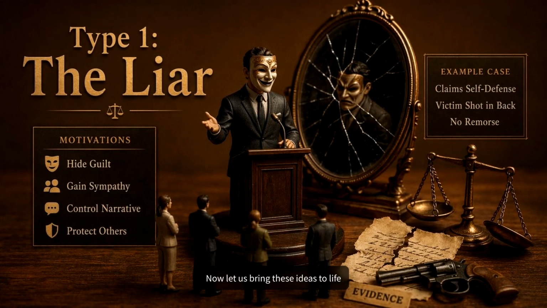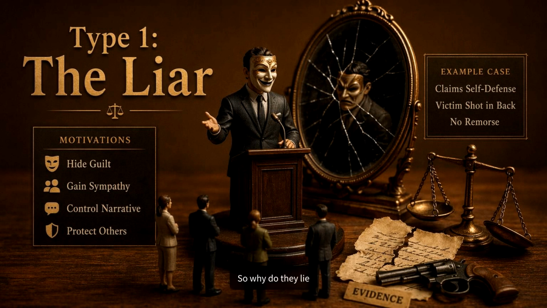Now let us bring these ideas to life through specific narrator types. We will explore 6 core profiles, and for each one we will look at the psychology, the motivation, and a concrete example. Let us start with the first type, the liar. The liar lives at the level of conscious deception. This narrator deliberately misrepresents events. They want to manipulate the reader's response. They want to hide their guilt, gain sympathy, or control the narrative.